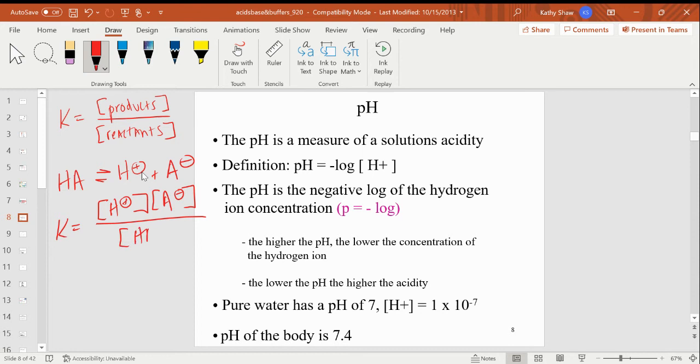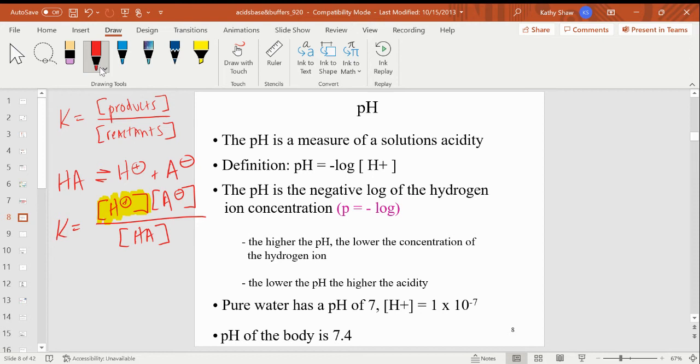So let's back up and look at this for a second. We said that if I have a higher K, I have more products. Look at what one of my products is. It's the hydrogen ion, right? So if I have a higher K, I have more products, I'm more dissociated. Lower K, less product, less dissociated. Higher K, more hydrogen ion. Lower K, less hydrogen ion. Now let's bring another equation in.